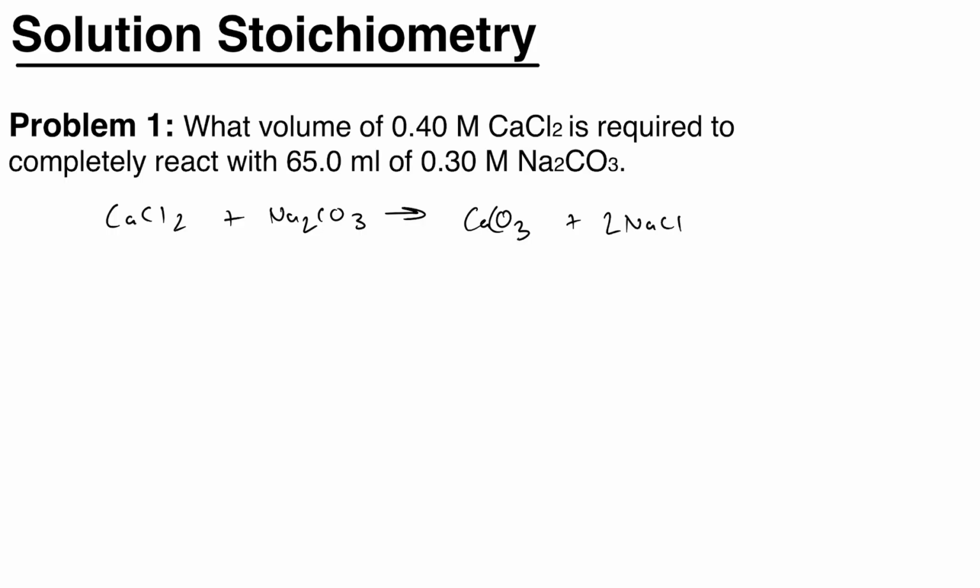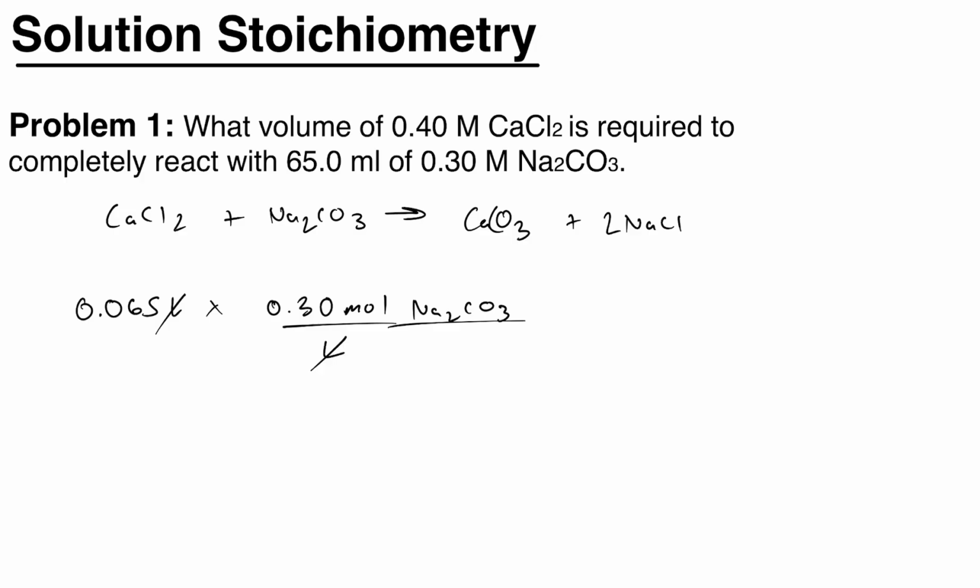For the first step here, we're going to take our 65 milliliters and we're going to convert it to liters, which is going to give us 0.065 liters. And we're going to use that to get the moles of Na2CO3 by using the concentration of Na2CO3. So we're going to multiply it by 0.30 moles per liter of Na2CO3. And when we do this, we can see that our liters are going to cancel and we're simply going to be left with moles of Na2CO3 on the top.